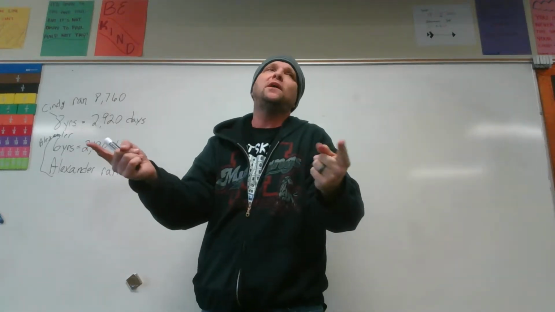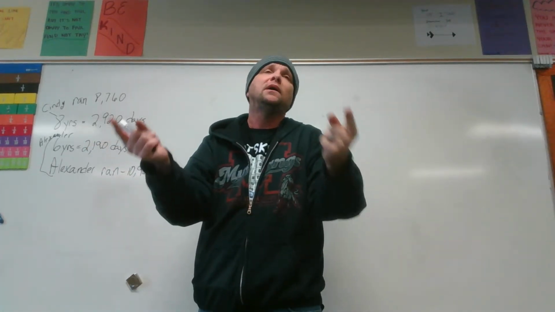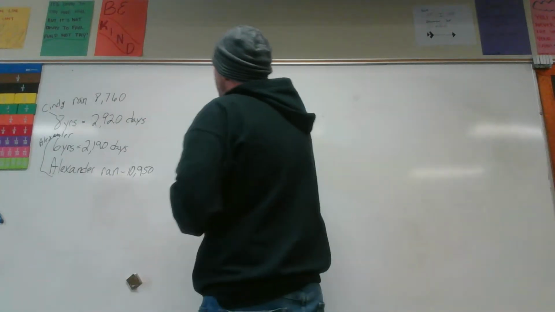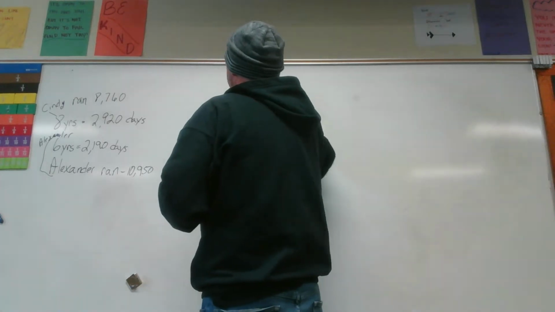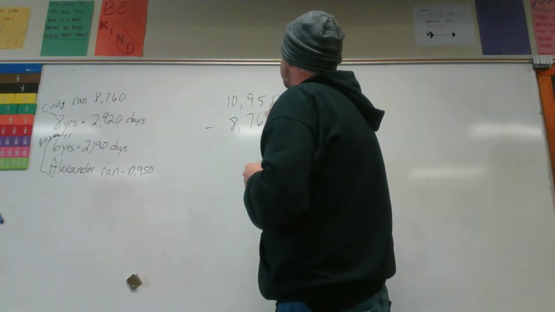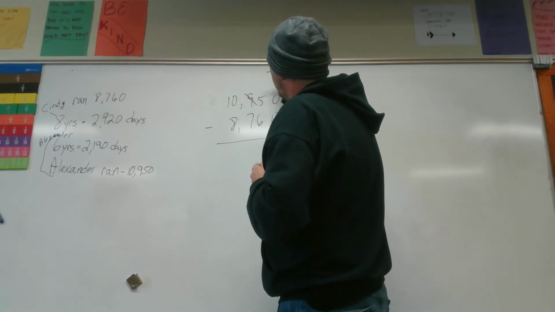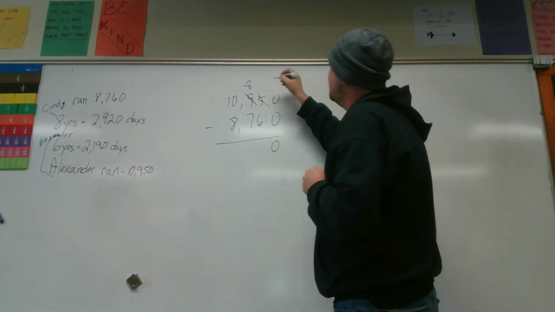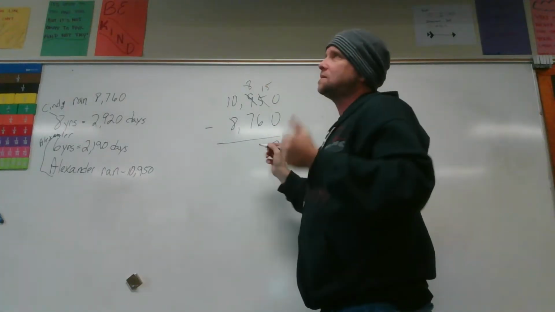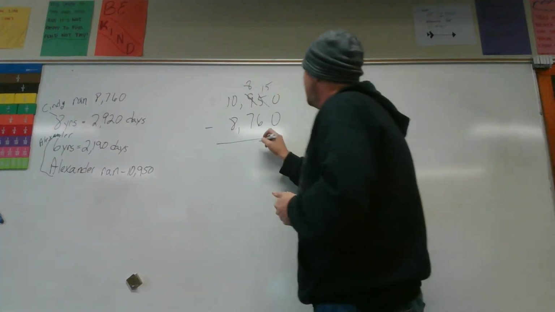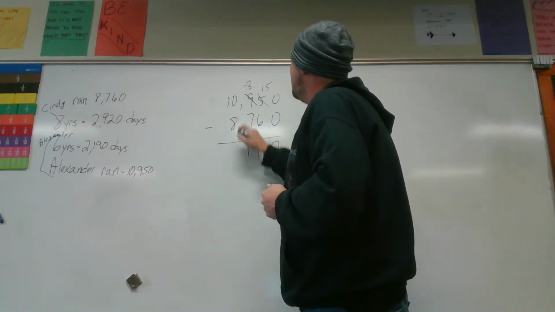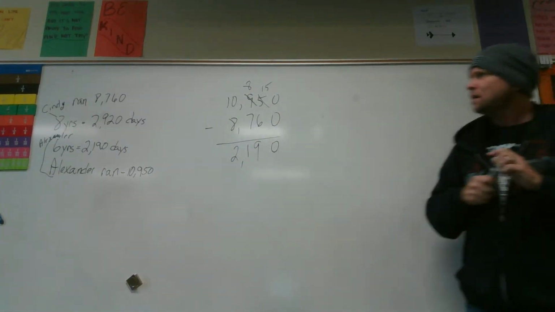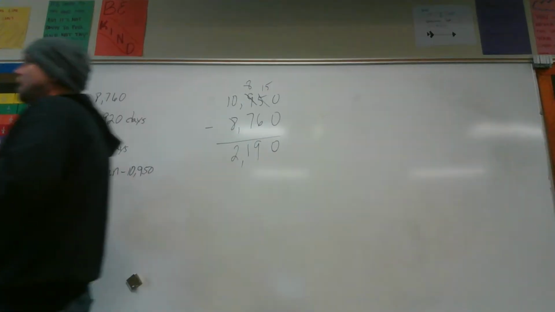So what I'm going to do is find the difference in miles first, and then change that number of miles to feet. So the difference in the number of miles, 10,950 subtract 8,760. That's a 0. Got to take 100 and add 10 tens to there, so I get 15. Minus 6 is 9. 9, 8 subtract 7 is 1. 10 minus 8 is 2. Is that right? Yes.